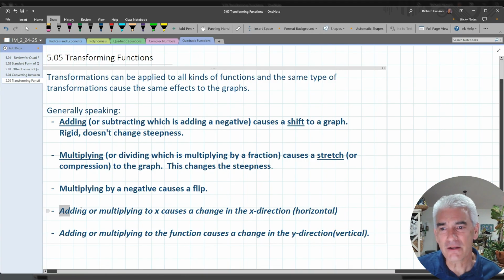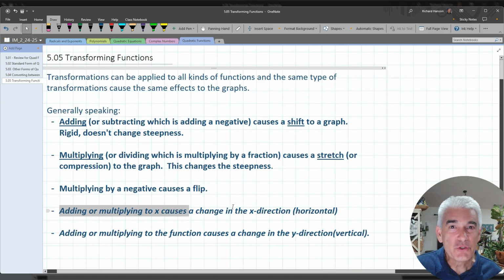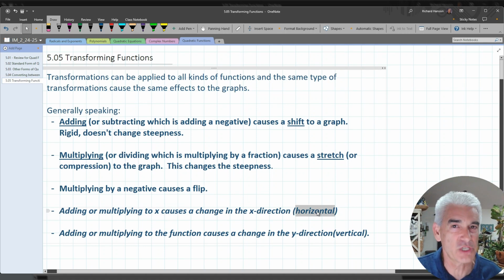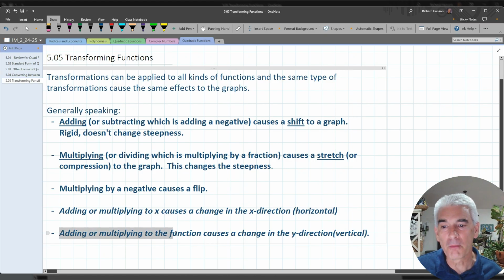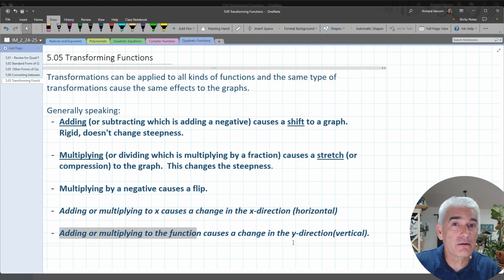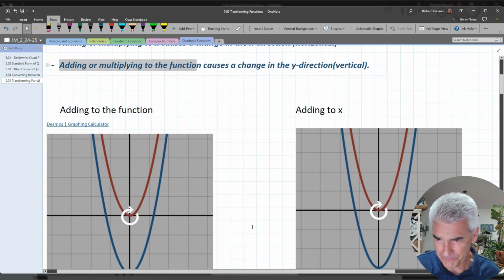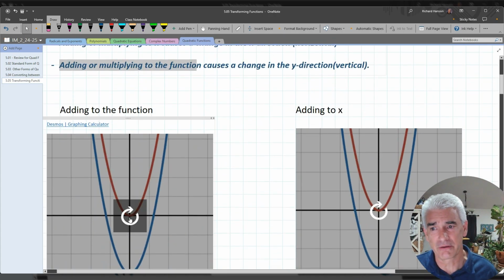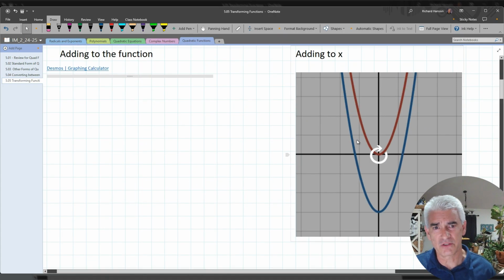And then another general rule of thumb: if you add or multiply to x, you will cause some sort of a change in the x direction, a horizontal change. If you add or multiply to the function, so after you've already plugged x into the function, it's going to cause some sort of a change in the vertical direction, in the y direction. So I've got some examples here that we'll walk through, a few Desmos examples of doing each.